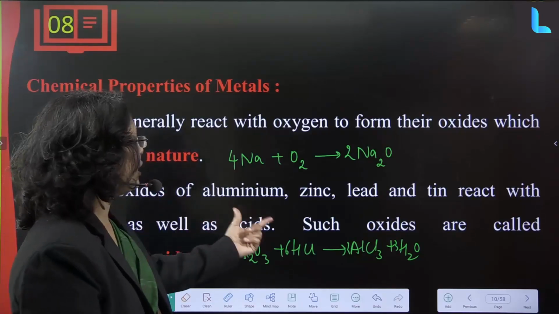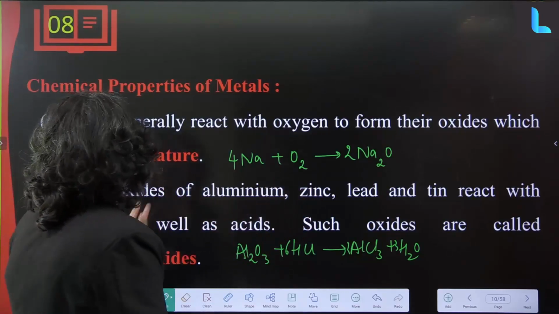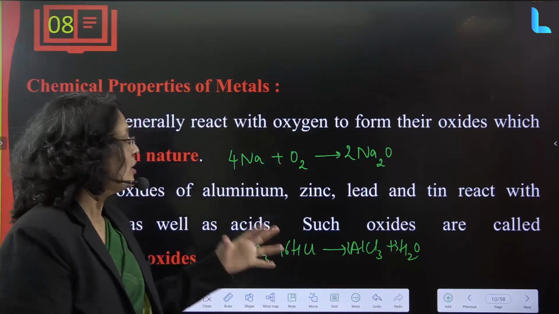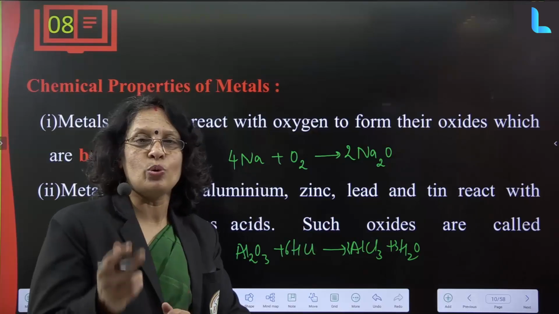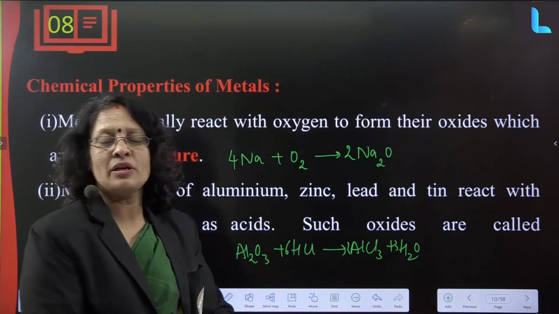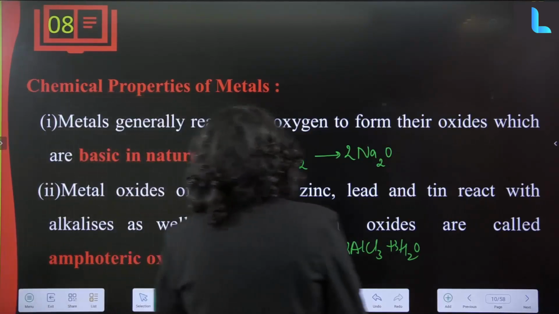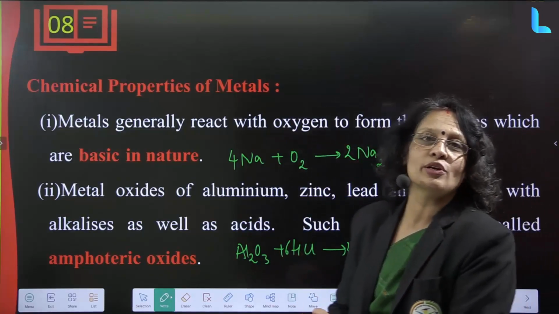Then metal oxides of aluminium, zinc, lead, tin react with alkalis as well as acids. Such oxides are called amphoteric. The word ampho is used for both, so they have acidic behavior as well as basic behavior. For example, aluminium oxide is an amphoteric oxide.